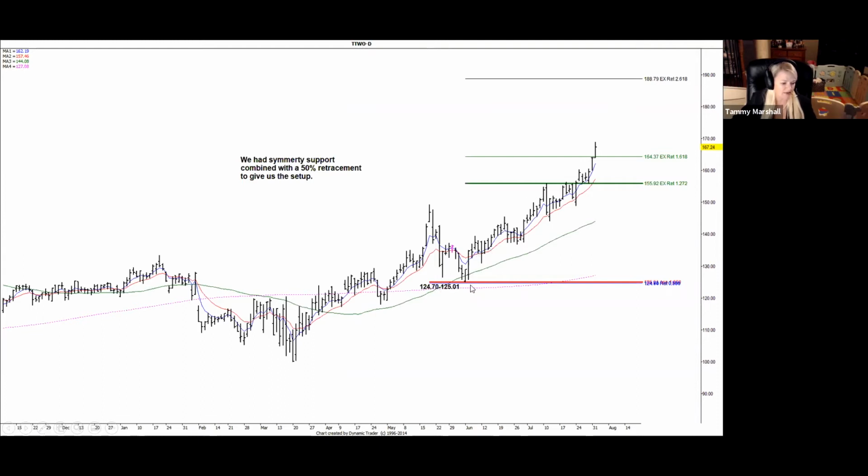What we say in the Fibonacci room is put your stop just underneath this 124.70 to 125.01. Put your stop down here. If that setup zone is busted, then guess what? The trade is a bust. But if you had put your stop under here, guess what? You never came even close to it again. It went straight up, and these green numbers are the extensions. We say many moves tend to terminate at extensions. You can see here where it started to stop there at that 55.92, came down a little bit, and then kept going. But we had symmetry support combined with a 50% retracement that gave us the setup.